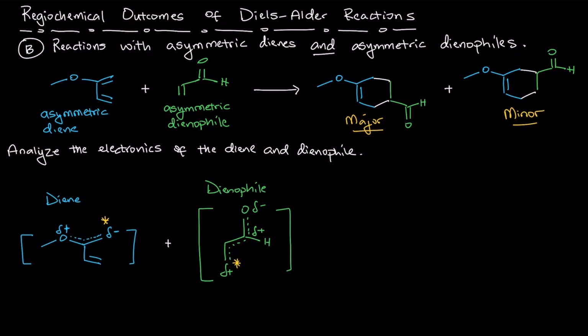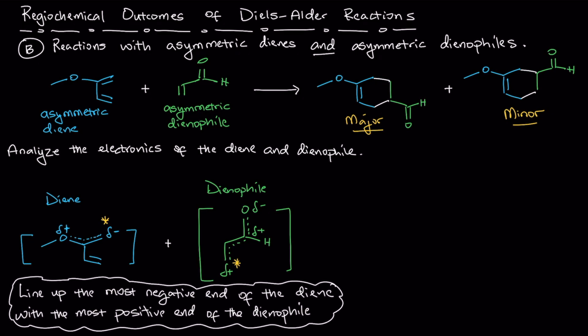Okay, so with these two hybrid structures of our diene and dienophile in mind, the most likely way these two molecules are going to try to lock up is to ensure that the most negative side of the diene is linking up or forming a bond with the most positive side of the dienophile, right? So just thinking about how the charges are going to want to interact with each other.